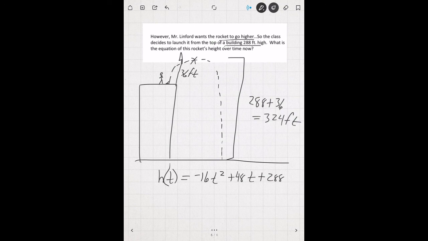Hopefully these problems are making sense to you. Hopefully you're seeing how, one, you can switch between standard and vertex form, and hopefully you're able to not only work with vertex form, but with the vertex formula to get a better understanding of quadratics, get an understanding of how to identify what the vertex is and what it tells us for these application problems.